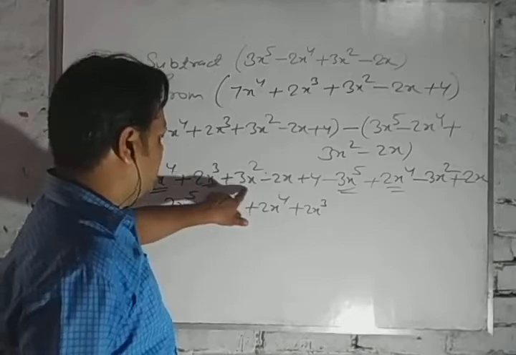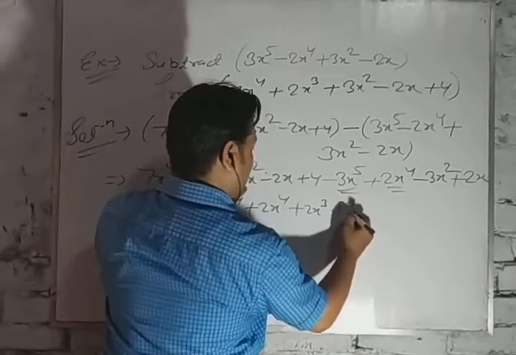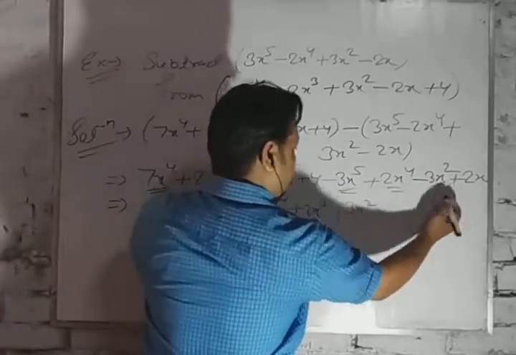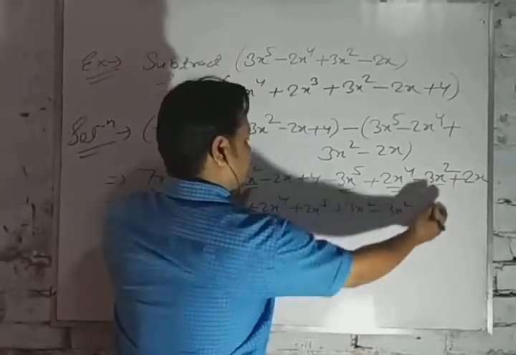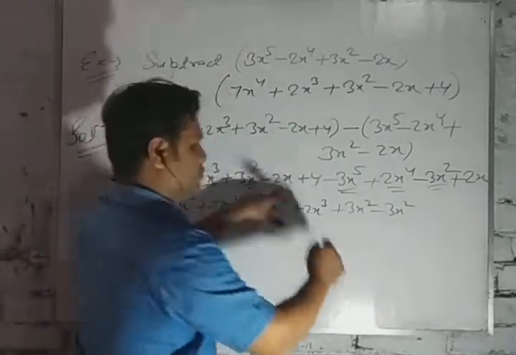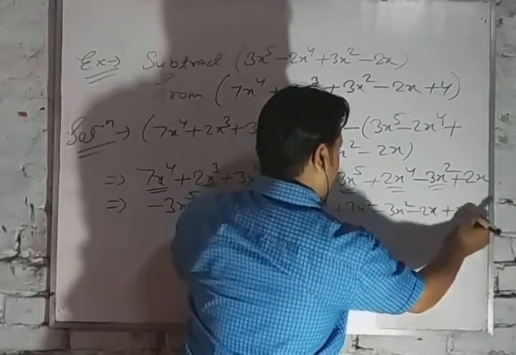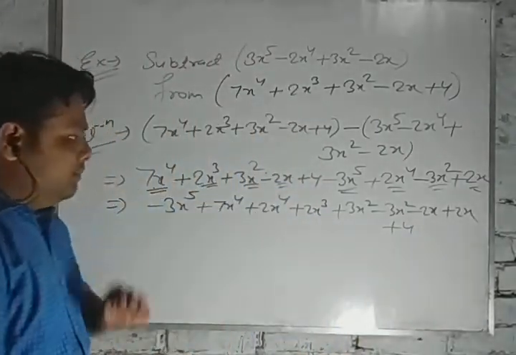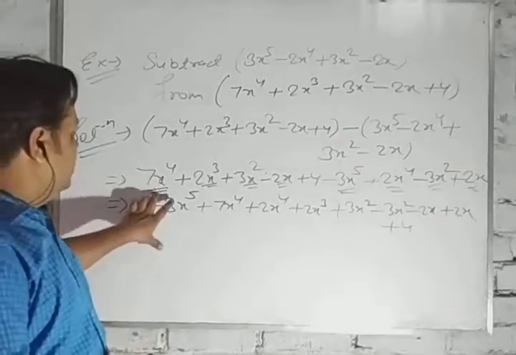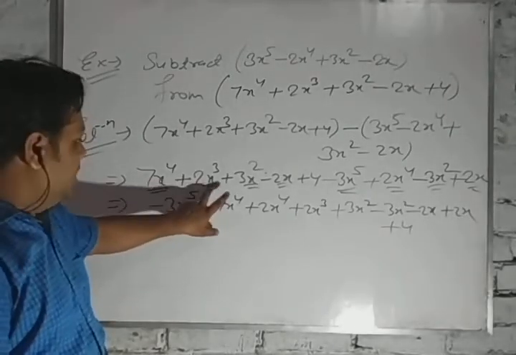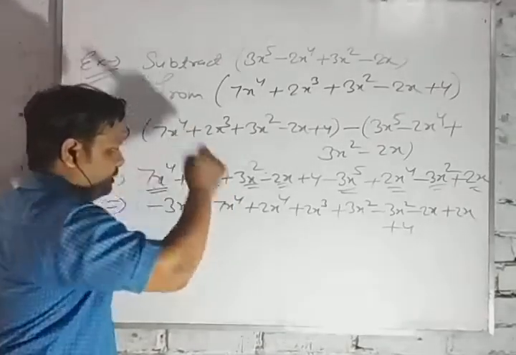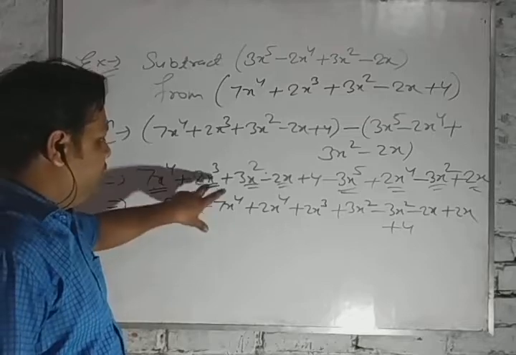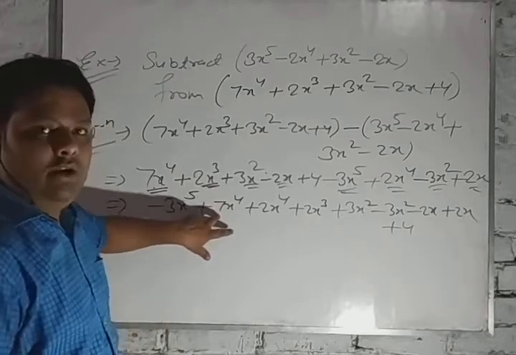Then the square terms: plus 3x square and minus 3x square. Done. This one is also done. Now minus 2x plus 2x, and the last one is plus 4. Now I am giving you one suggestion: those terms which you have already written, you have to tick mark. If you tick mark them, then you will not be confused about which term you have written and which term you have not written.